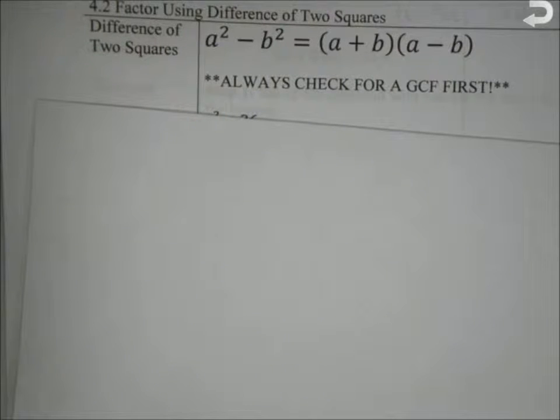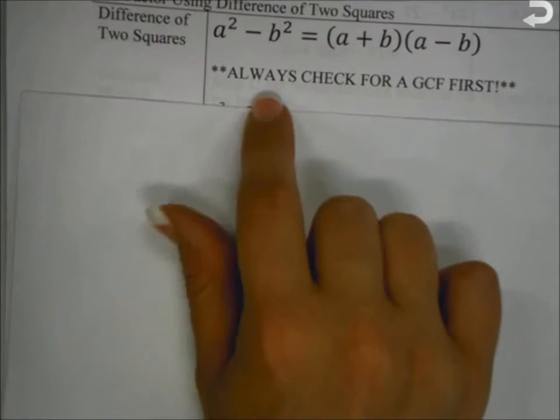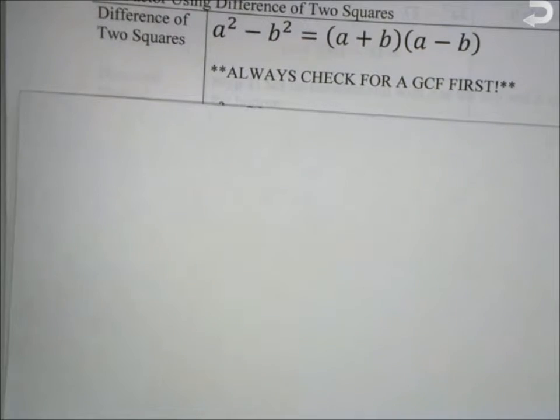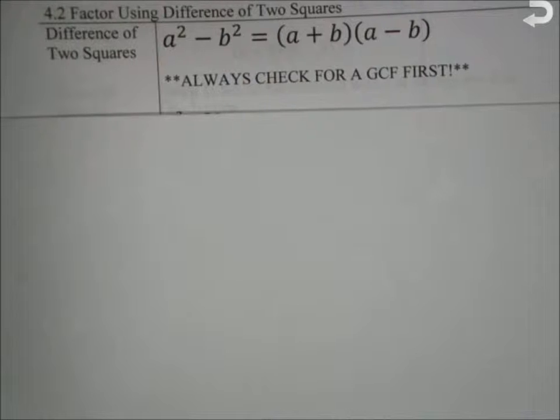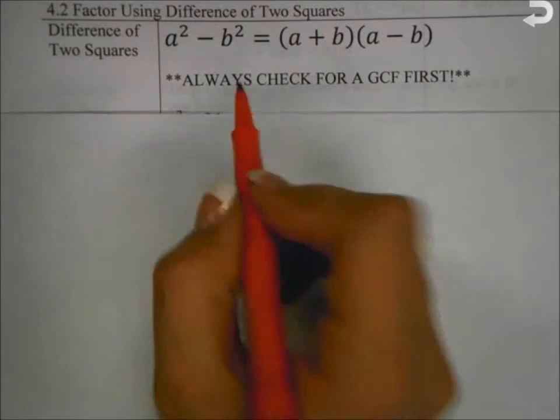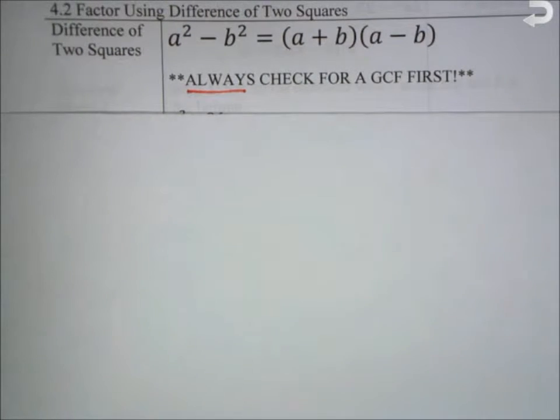What is your first step? You must always check for a GCF first. Anytime you factor from now until the end, you will always check for a GCF first. It's a lot easier to do problems if you know what the GCF is first.